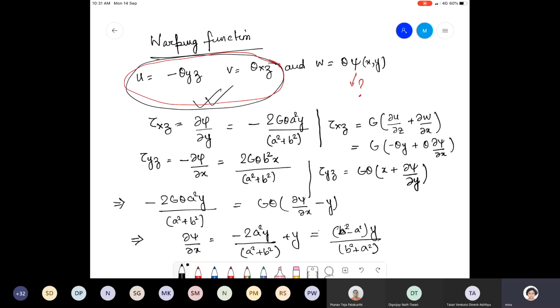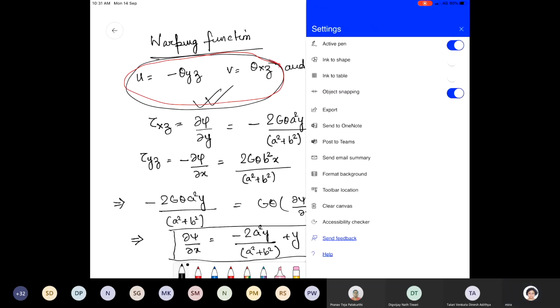Okay, so this is one expression for del psi by del x that is coming from the first expression. Okay, from this we can get a similar expression for del psi by del y from the next equation. So let us try to find that out. So we have to just remember this, and let us try to find out from the next equation.